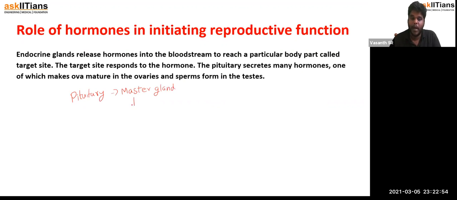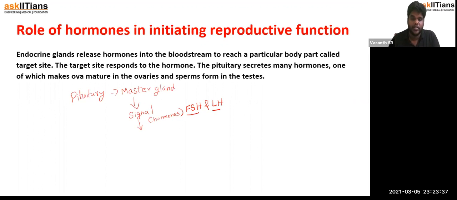Master gland. Why? The master gland sends signals with the help of hormones. These hormones send signals to release the required functions, or to perform the proper functions. The hormones which are released will be FSH and LH, the follicle stimulating hormone and luteinizing hormone. These are the two important hormones that are going to be released from the pituitary gland.